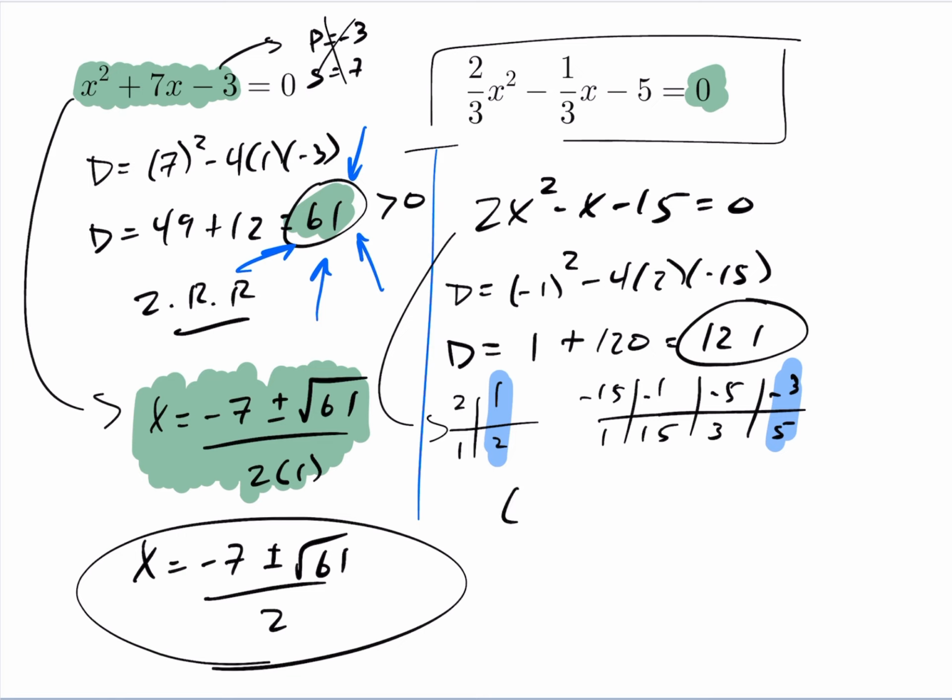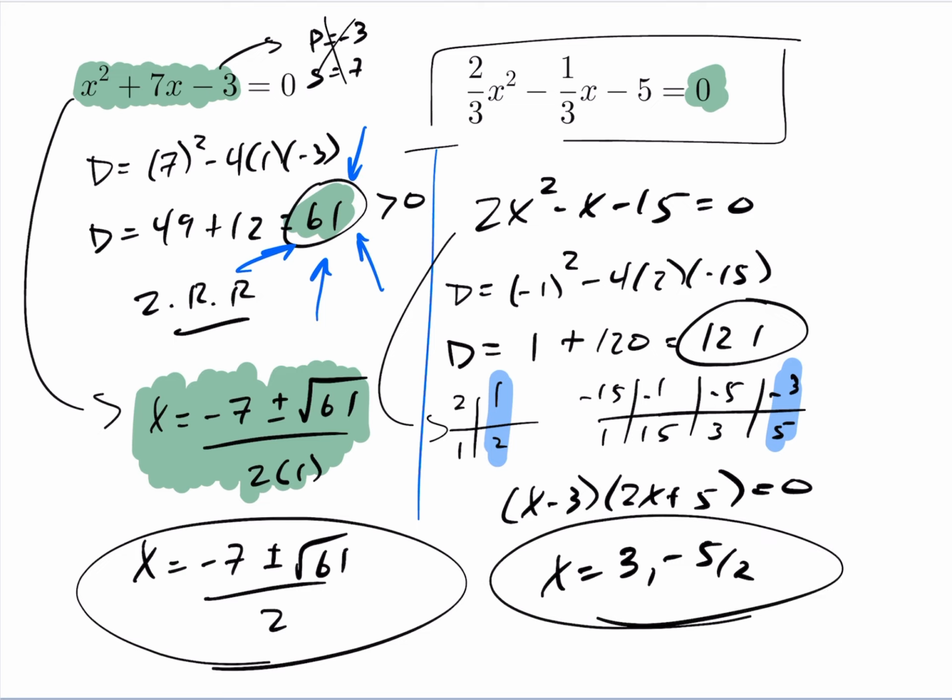So this is going to factor into (x - 3)(2x + 5) = 0. And the roots for this are going to be 3 and -5/2. All right, let's take a look at a couple more examples.